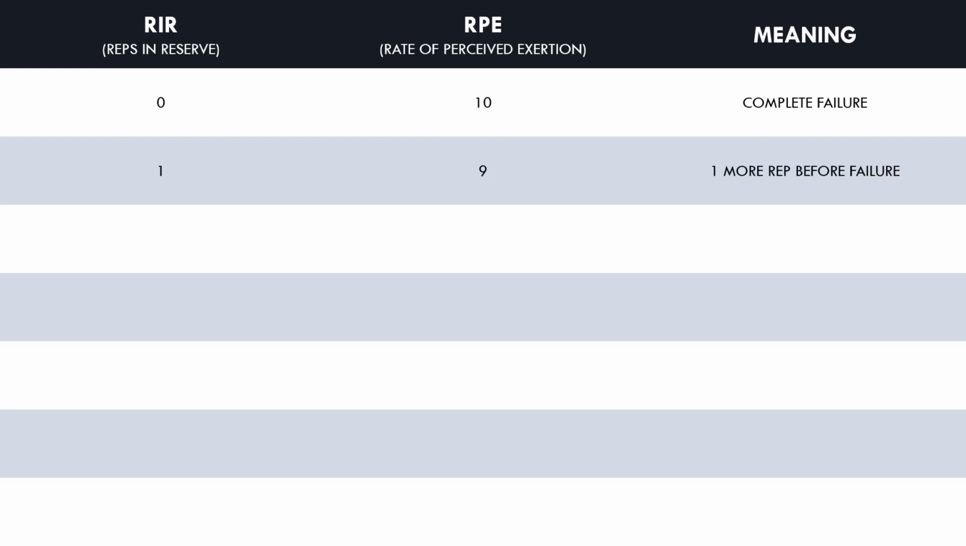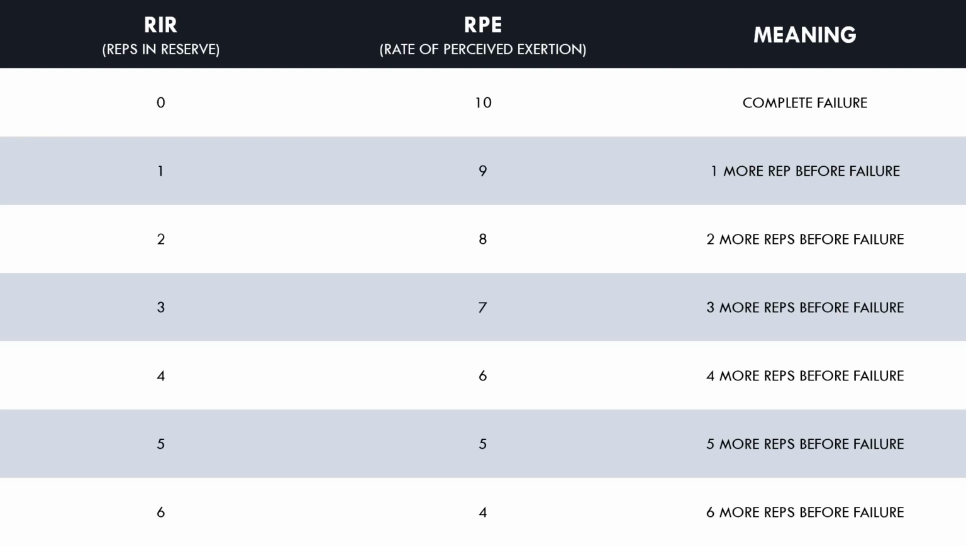1 rep in reserve or an RPE of 9 means that 1 more rep could have been performed. 2 reps in reserve or an RPE of 8 means that 2 more reps could have been performed, and so on. So how close to failure should we train to maximize muscle growth?